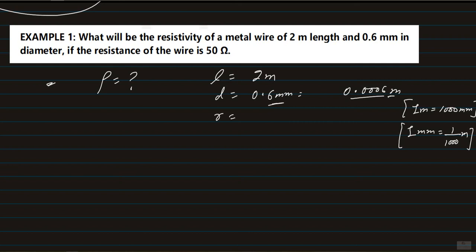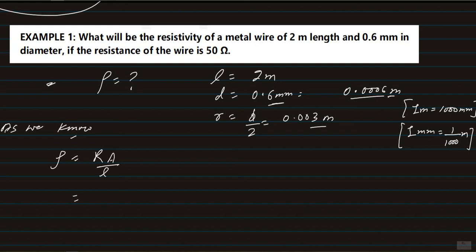So we will calculate the r here. r will be half of the diameter, that is 0.003 meter. Okay, this is r. So what can we calculate? As we know here, that rho is equal to R A over L.